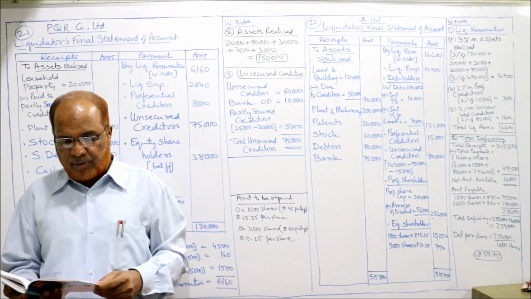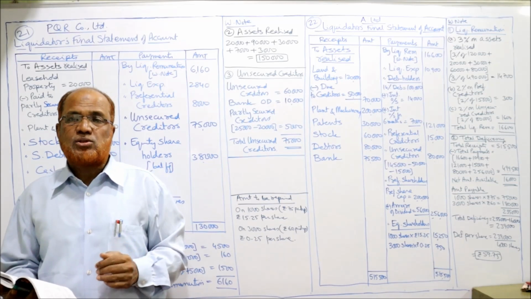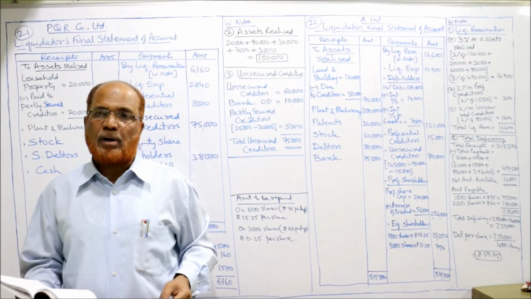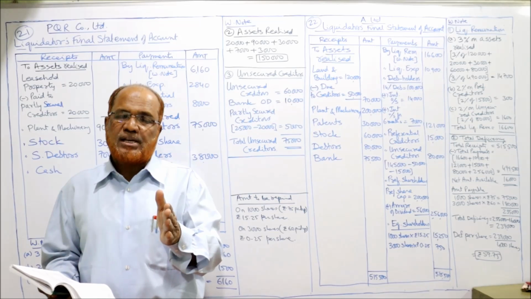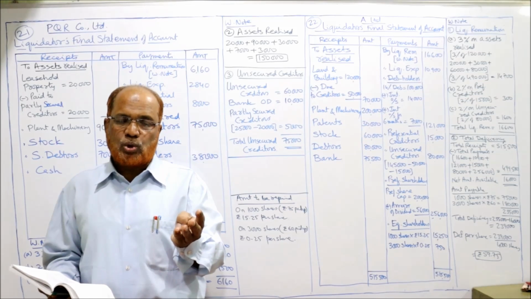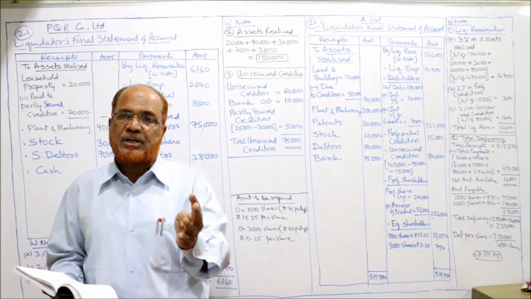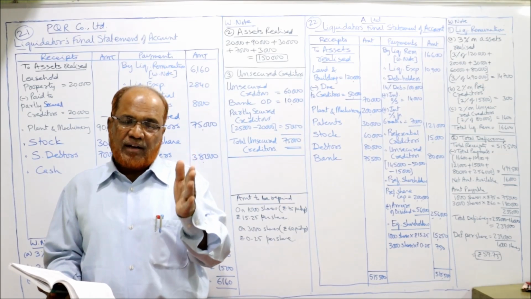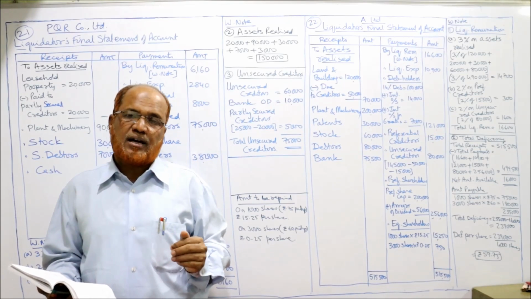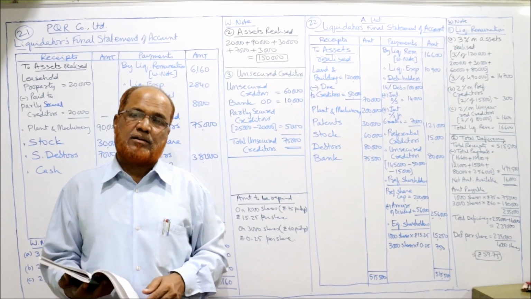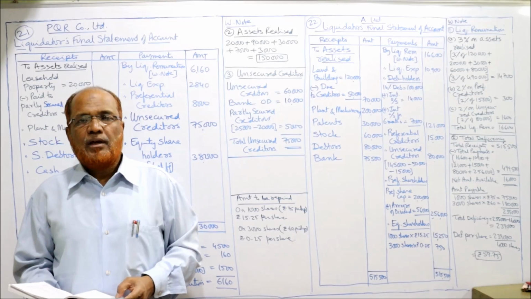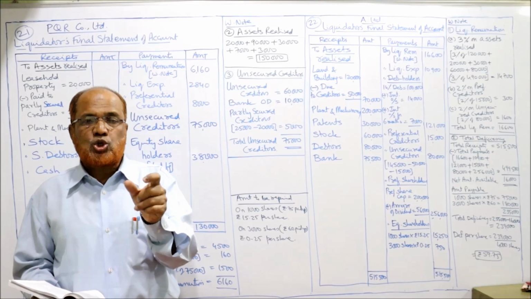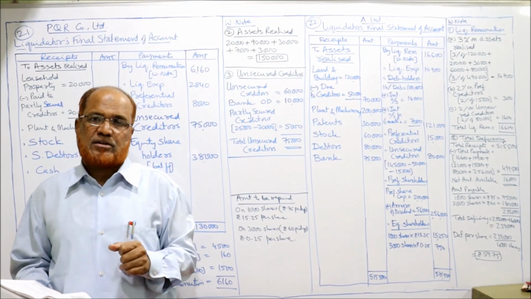Prepare the liquidator's final statement of account. Payment was made to all the parties on 30th September 2011. Actually, what is the date of the winding up order? 31st March. On 31st March, the company was liquidated. April, May, June, July, August, September. On September 30th, all the payments are made. So after the winding up order, 6 months later, the liquidator has taken 6 months to pay all the parties. Now one provision is there. If the company is solvent, then interest on debentures should be paid up to the date of payment.